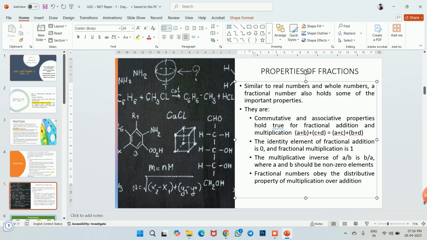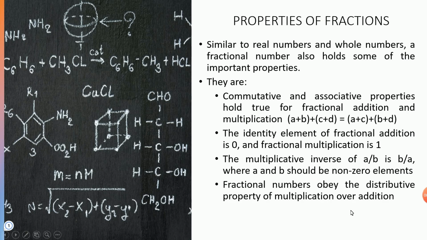Like multiplication tables, 1 times 3 is 3, and 3 times 1 is 3. So both are the same either way. That is for a product, multiplication. So that's what they have said here: it holds true for fractional addition as well as multiplication. So that is the example here.